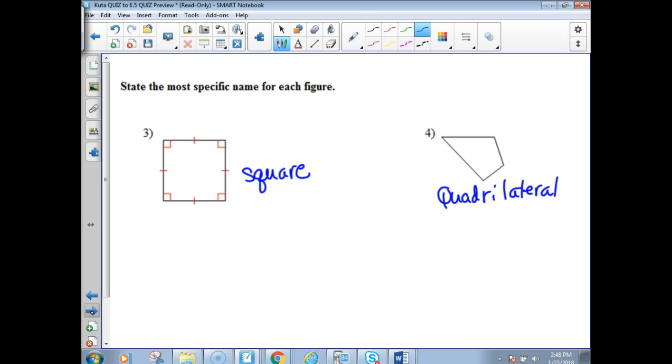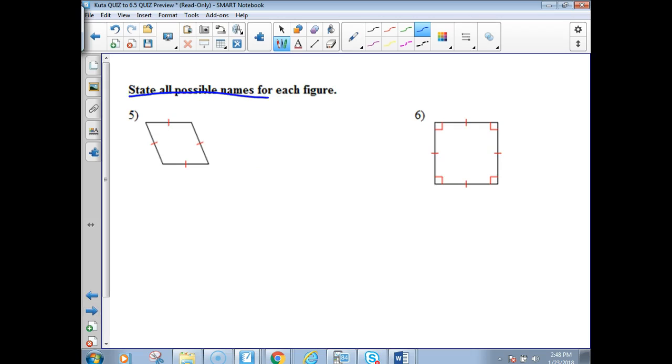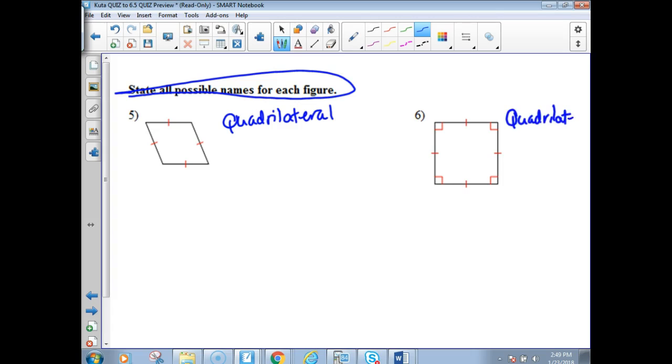When I go to the next section, be careful what it's asking you for. It says state all possible names for a figure. So if it has 4 sides, it's a quadrilateral. Okay, so both of these are quadrilaterals. Okay, now I'm not looking for just the most specific. All right, so I got to have quadrilateral. What else is this thing?